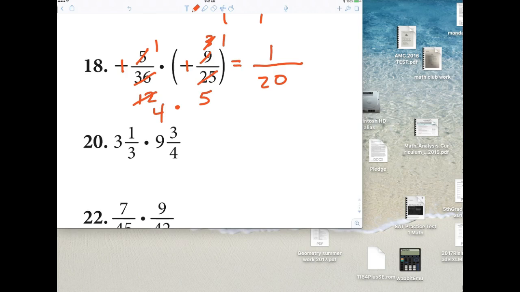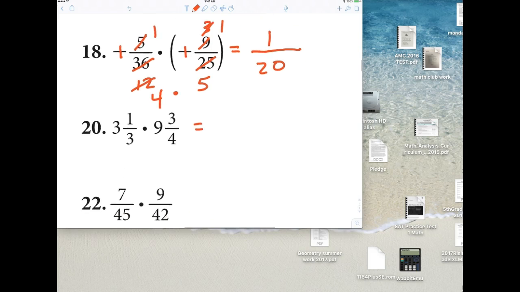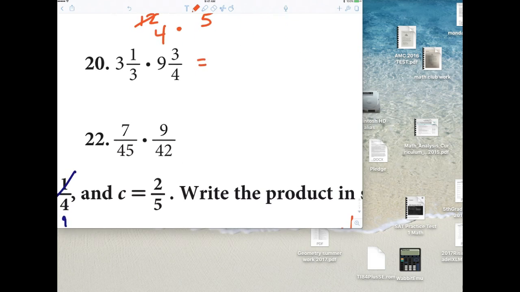All right, Carly. Want to give it a shot for me? Tell me, 3 and 1/3, what do I change that to? 3 times 3, 9, plus 1, so 10 over 3. Times 3 over 6, plus 3, so 3 over 3. You're awesome, girl. Now, what can we reduce?